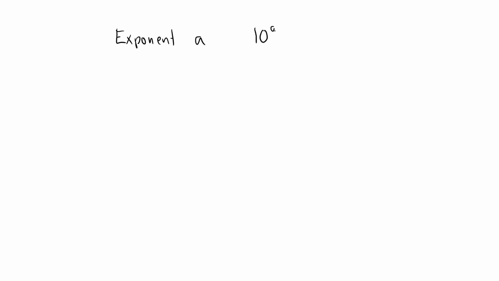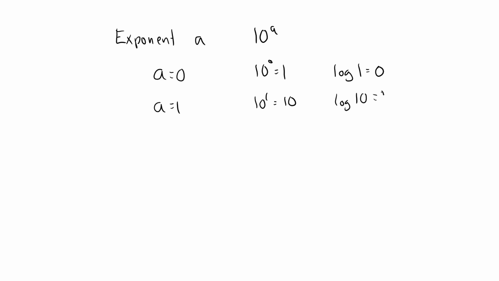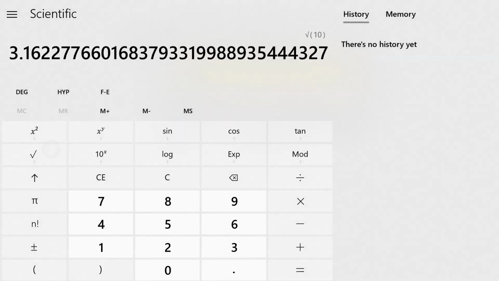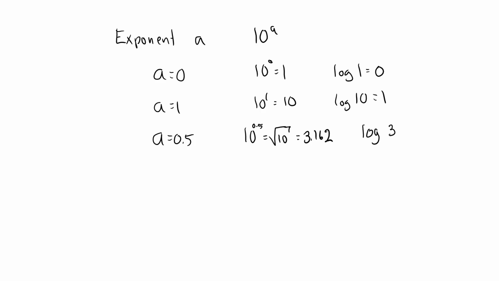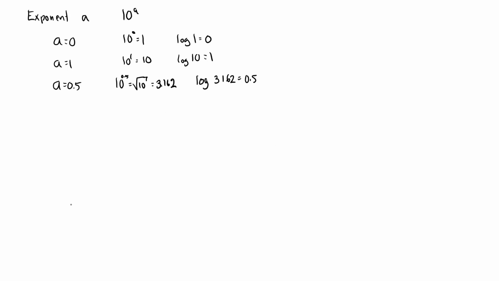I will write it as 10 to the a when I allow a to be a non-integer. For a equal to 0, 10 to the 0 is 1, and the common logarithm of 1 is 0. When a is 1, 10 to the 1 is 10, and the common logarithm of 10 is 1. Let's pick a value for a in between 0 and 1, say 0.5. 10 to the 0.5 is the same thing as the square root of 10, which is 3.162. Therefore, the common logarithm of 3.162 is 0.5.